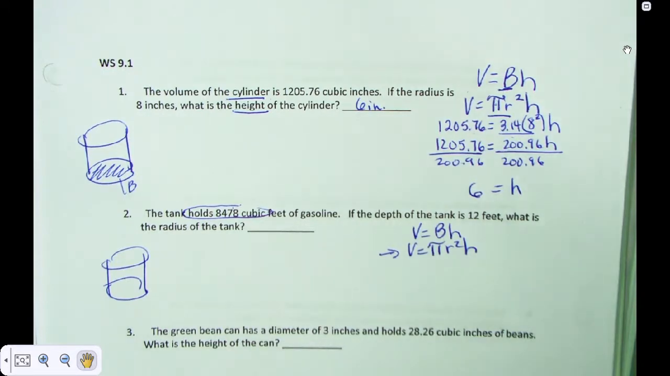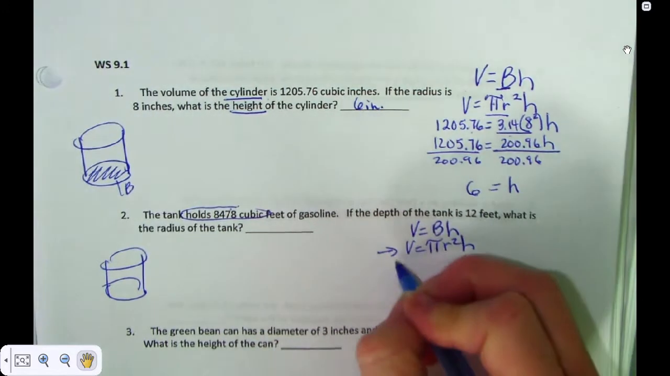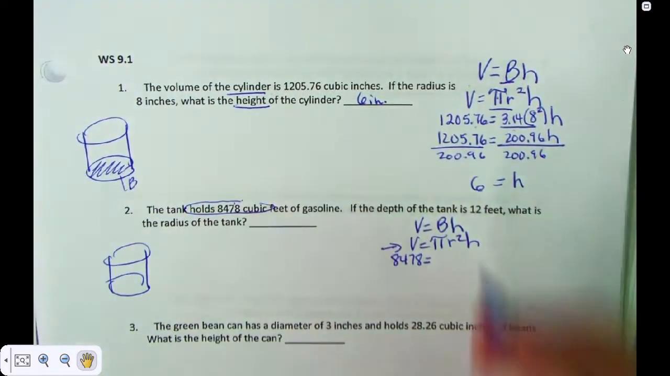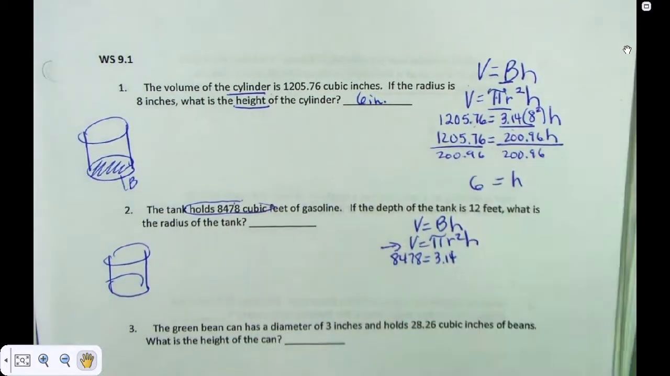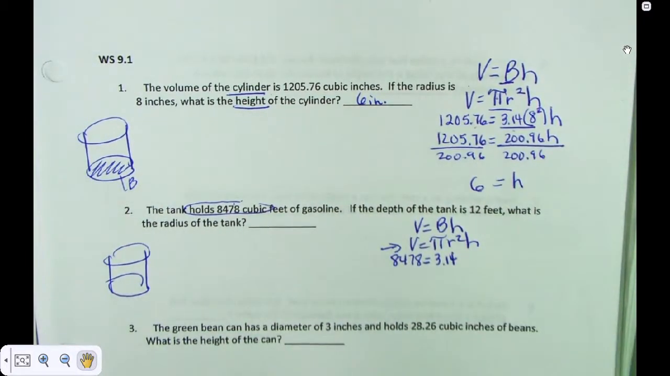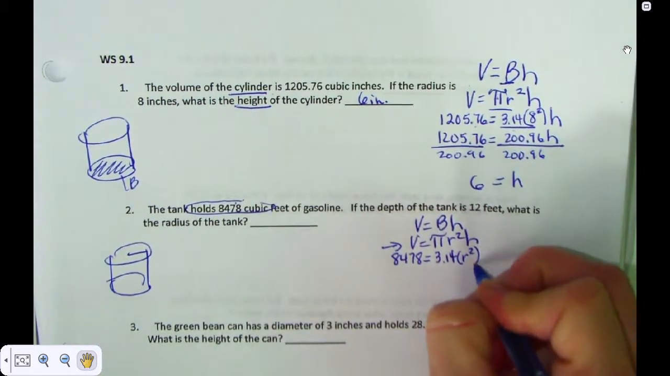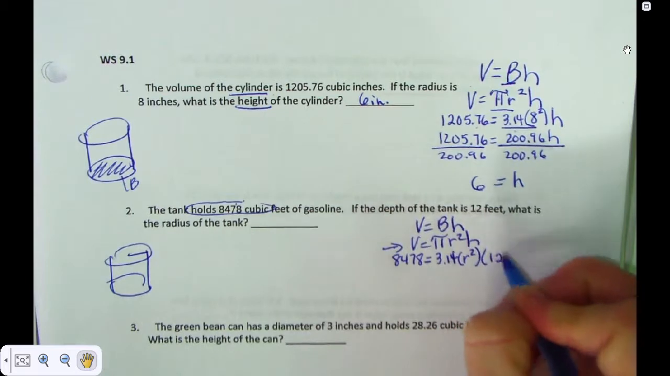That's the volume, isn't it? That's your clue. They gave you 2 clues, it's volume. So under V, I'm going to write 8478. Under pi, I'm going to write 3.14. I don't know the radius to us, so I'm going to put r squared, and then the height is 12.